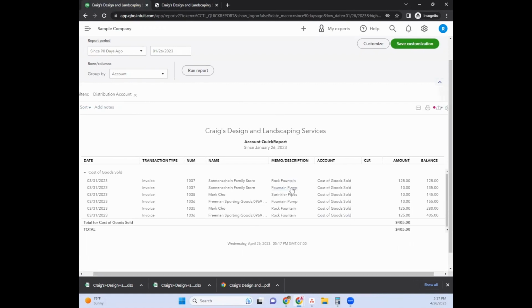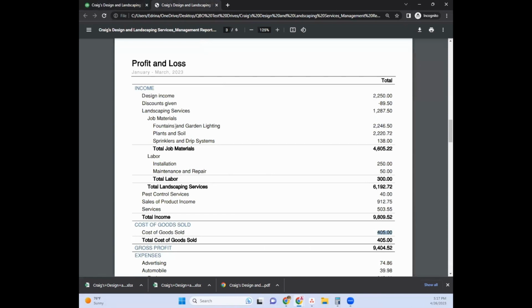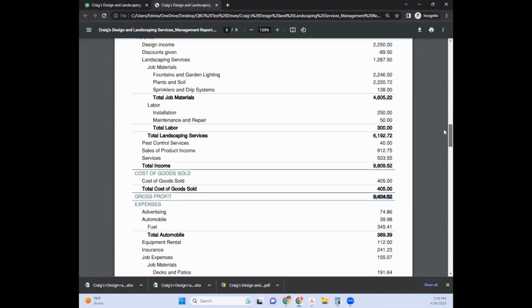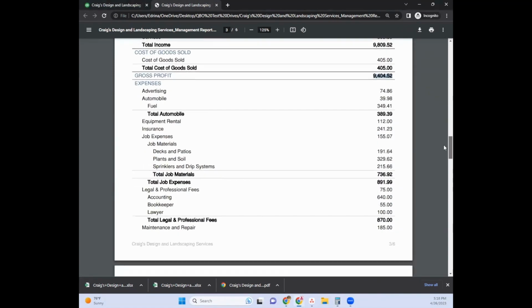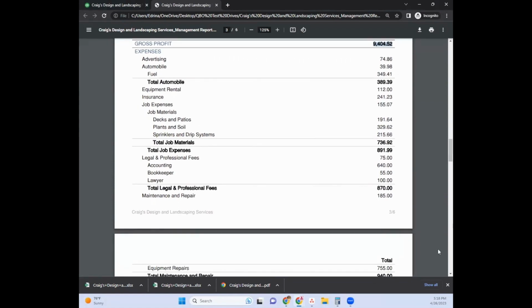So there's a fountain, pump, sprinkler. He purchased these and then turned around and sold them. As you can see, the income is up here from his clients. Income is normally reduced by the cost of goods sold for a total gross profit of $9,404.52.